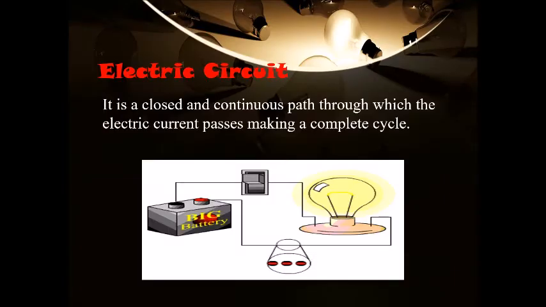Now let's know what is the meaning of the electric circuit. Can you see now in this picture? It's a closed and continuous path through which the electric current passes, making a complete circuit.